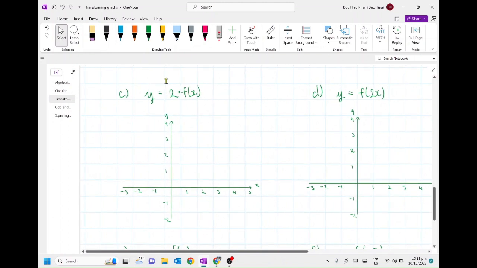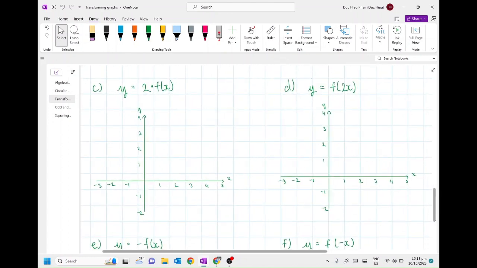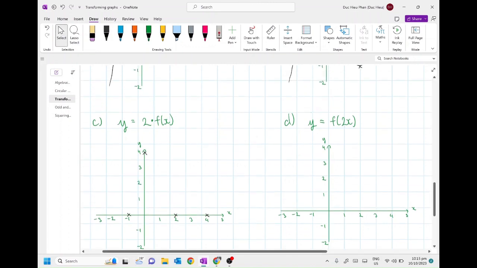Here, we're timesing the whole function by 2. And so we're stretching all the y values corresponding to every x value by 2. We're increasing them by a scale factor of 2. So the y-intercept that was at 2 is now at 4 because we times the y value by 2. The x-intercepts are still the same since their y equals 0, and 0 times 2 is still 0.